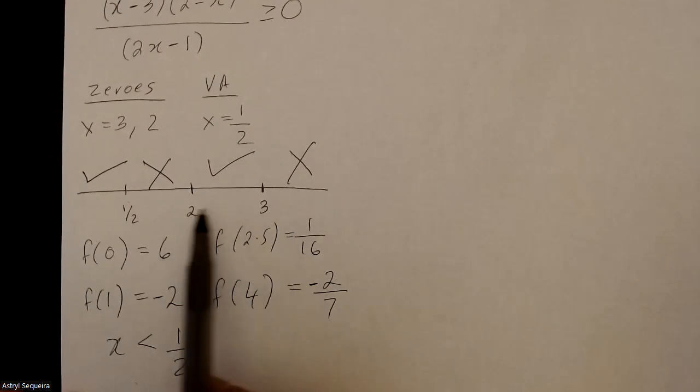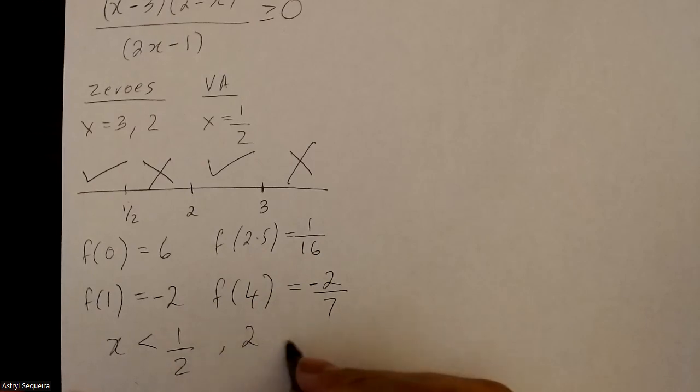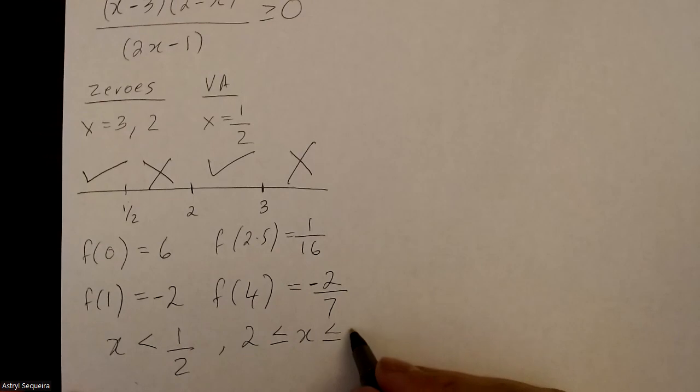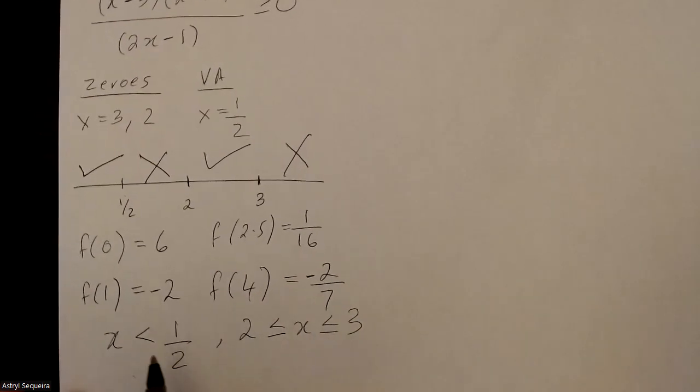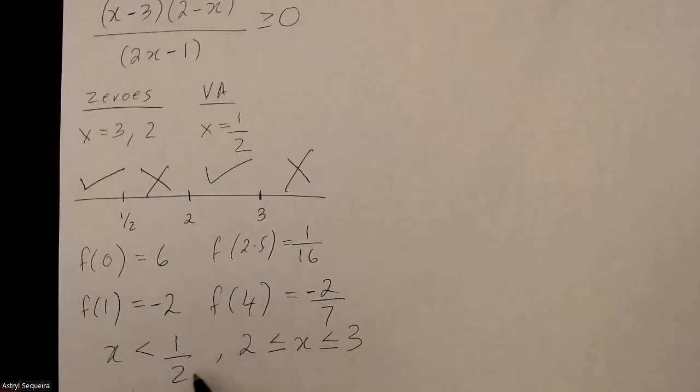My next range is between 2 and 3. These are both zeros. So I'm going to write 2 less than or equal to x less than or equal to 3, and this would be my final solution. So again, remember, if you ever have a vertical asymptote, you cannot include the equal sign. The equal sign only applies for the zeros.